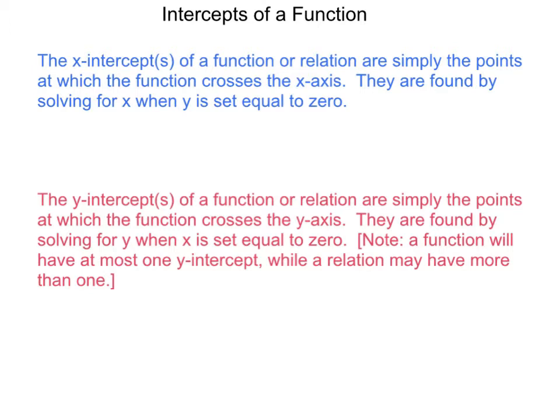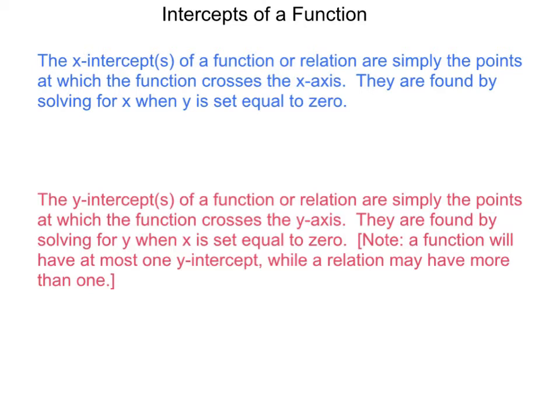To find them, it's really easy. We just set y equal to 0 and solve for whatever x values you find. Similarly, the y-intercepts of a function or a relation are just the points where the function crosses the y-axis. You're going to find those by setting x equal to 0 and solving for the y-coordinate.